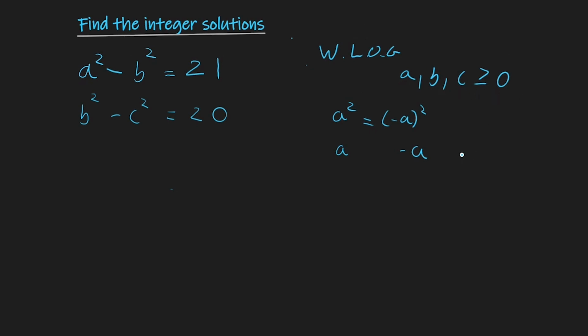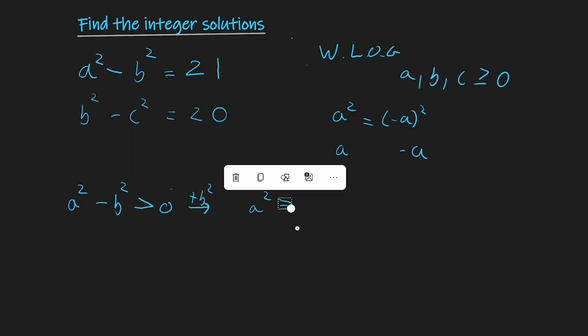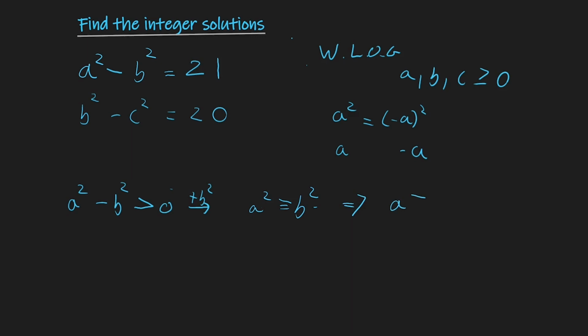And then we'll notice that a squared minus b squared is 21, and more generally it's greater than 0. Because it's greater than 0, I can add b squared on both sides without changing the inequality sign. So a squared is greater than b squared. And because of that, a is greater than b, again because we have assumed that a, b, and c are greater than or equal to 0.